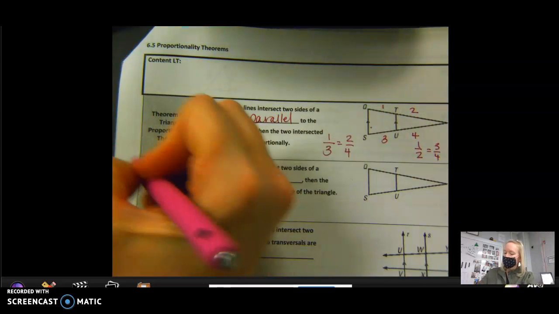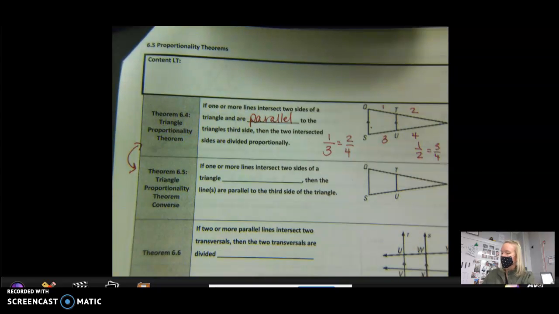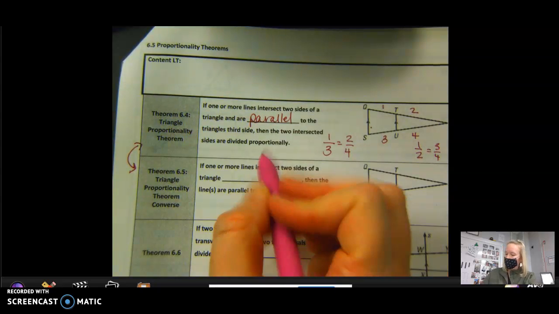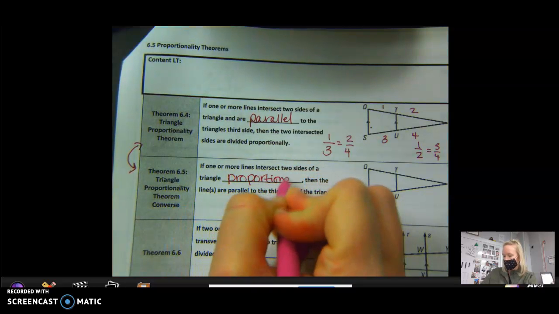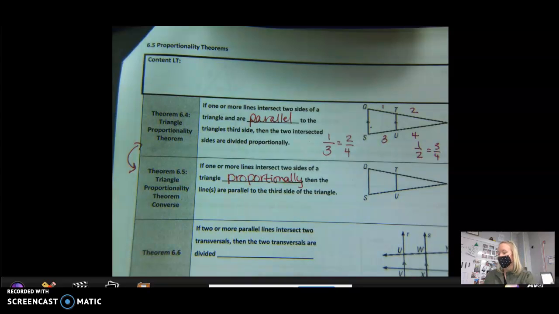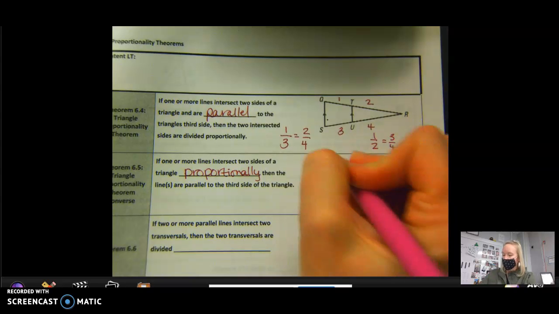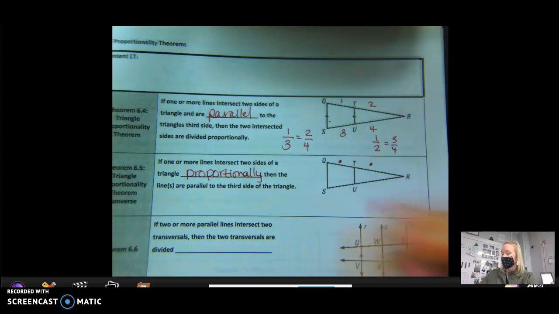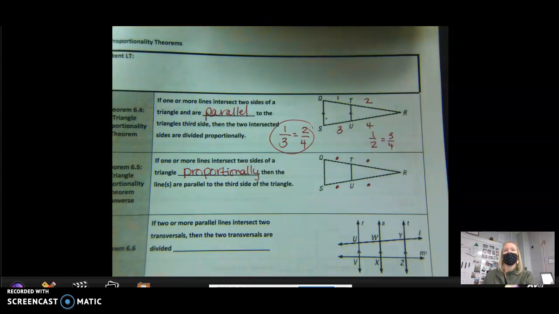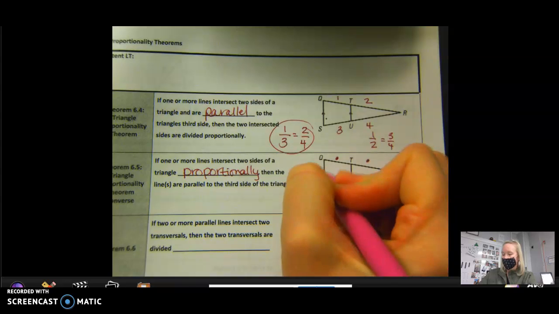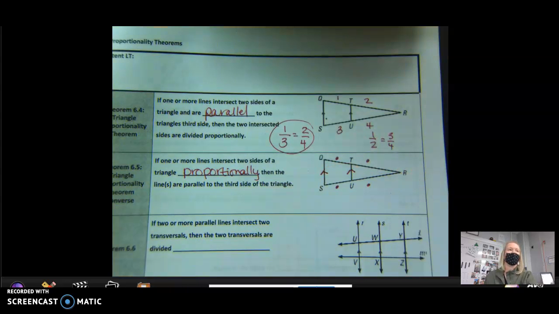And then this is just the converse of this. So if one or more lines intersect two sides of a triangle proportionally, then the lines are parallel to the third side of the triangle. So what this is saying is, if I know that this side over this side is equal to this side over this side, so if I can write up this proportion, and it's true, then that means that this side is parallel to this side. Okay? So it's just the converse, it's just the flip.